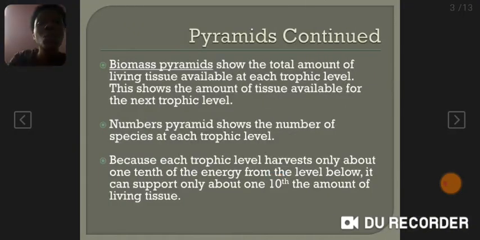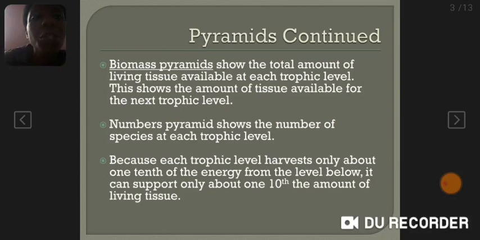Okay, let's now go next to look at biomass and pyramids, or pyramids of biomass. This shows the total amount of living tissue available at each trophic level. This shows the amount of tissue available for the next trophic level. Alright, so a pyramid of biomass will show you the total amount of matter contained in all the organisms at each trophic level within a unit area of that ecosystem.